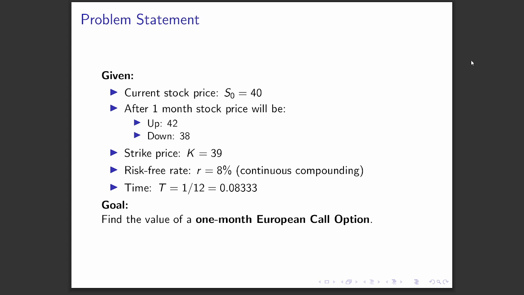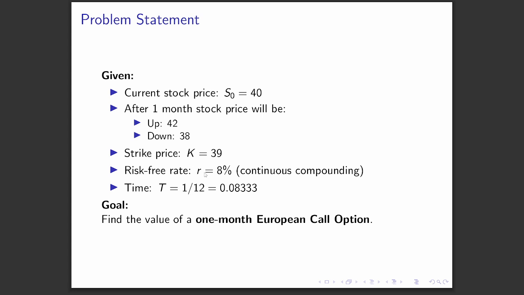So, in slide 2, first let us assume the information given in the problem. The current stock price is $40. After 1 month, the stock price can move in two possible directions. It may increase to $42, which represents the up movement, or it may decrease to $38, which represents the down movement. The strike price of the option is $39.